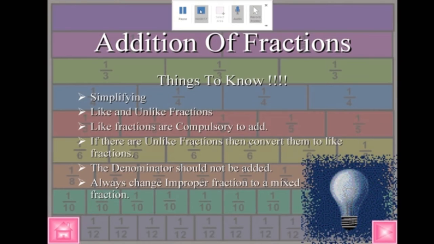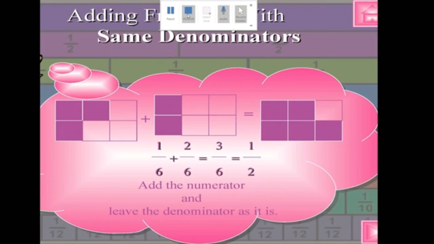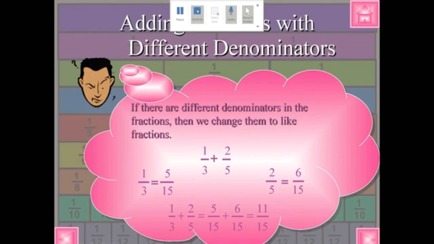Adding fractions with the same denominator: add the numerators and leave the denominator as it is. Example, 1 by 6 plus 2 by 6 are like fractions, equal to 3 by 6. We reduce, we get 1 by 2. Adding fractions with different denominators. If there are different denominators, then we change them to like fractions. For example, 1 by 3 plus 2 upon 5. Both are unlike fractions. So, firstly we have to convert them to like fractions and then we add.